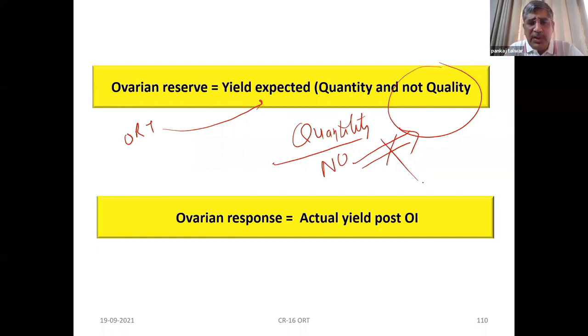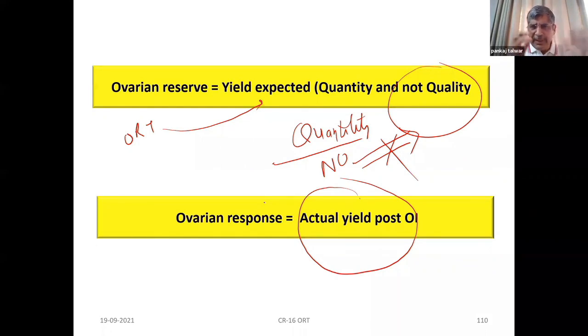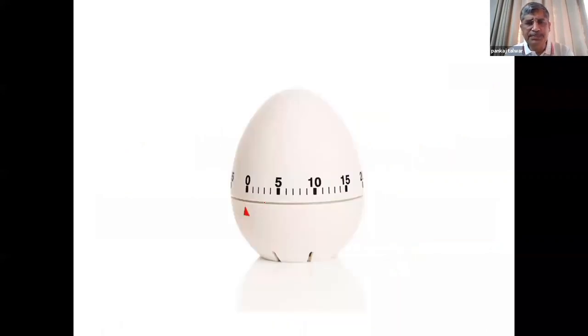What is ovarian response? Ovarian response is the actual yield post ovulation induction. After we have done some stimulation, how many eggs or follicles we get, which can give us an egg, is the ovarian response. So ovarian response can be good or bad. Sometimes the AMH may be high, but the response may be poor. It's pretty complicated stuff, but we have to know that ovarian reserve testing is the quantity, but not the quality. This is one thing you have to know.